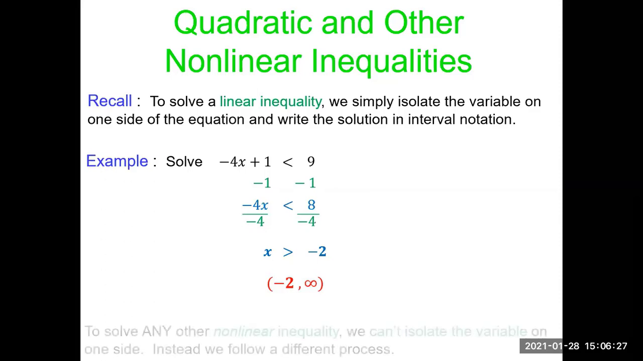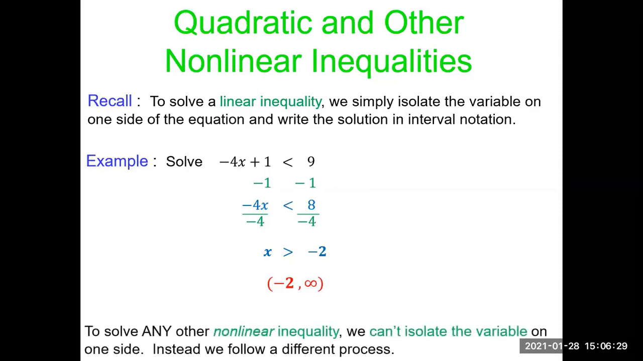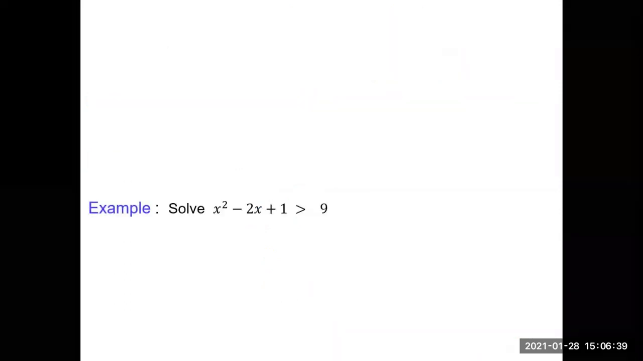Unfortunately, if the inequality is not linear, then we can't isolate the variable on one side like we were able to do right here. So instead, we have to look at a different process. So let's take a look at this inequality. Here we have a polynomial on one side is greater than 9. More specifically, it's a quadratic function. And so now we're trying to find out, when is this quadratic function greater than 9?